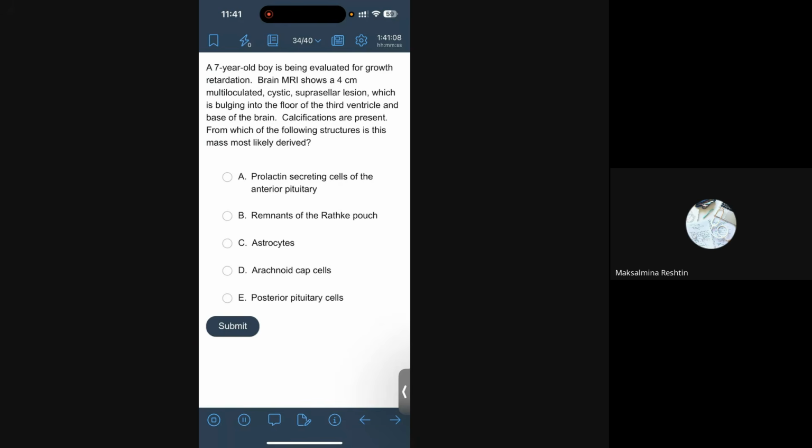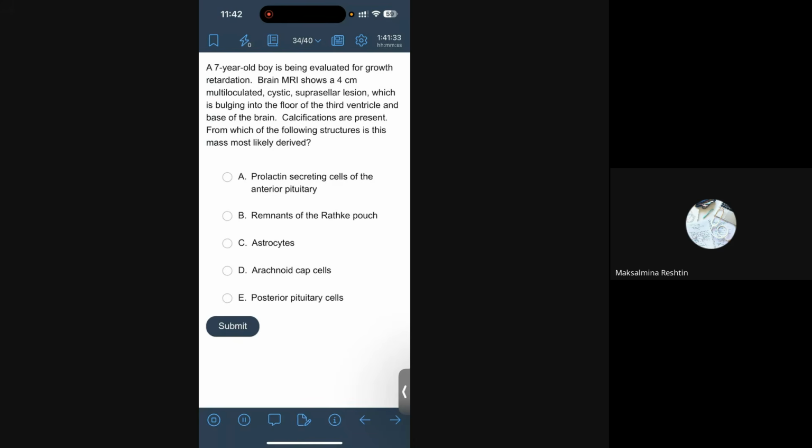Brain MRI shows a 4 centimeter multiloculated cystic suprasellar lesion, which is bulging into the floor of the third ventricle and base of the brain. Calcifications are present. It's craniopharyngioma. Because this cancer is not mentioned in the endocrinology section, it is actually mentioned in the neurology section.